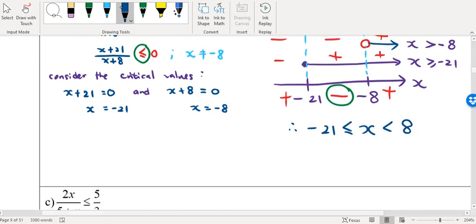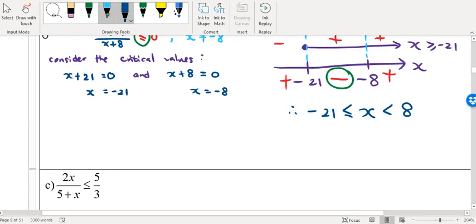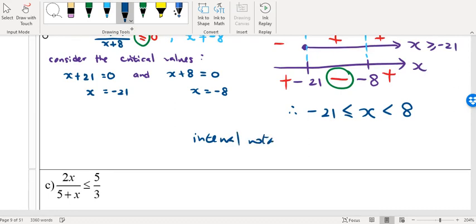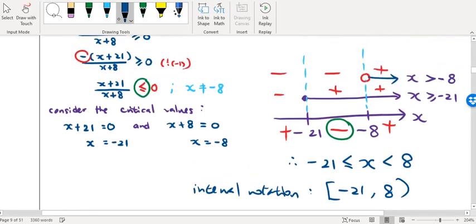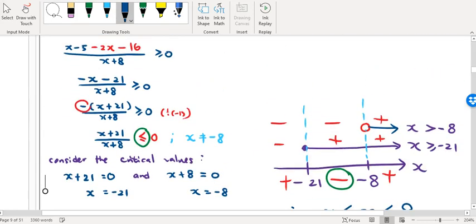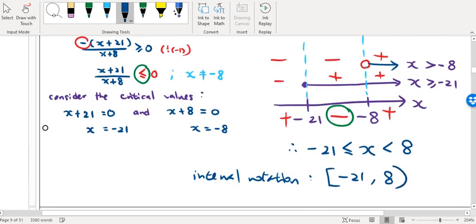And don't forget to have your conclusion. The conclusion wants you to have your interval notation, right? So get your notation. As I said, get your pairs. This is included, so it's a square bracket. This is excluded, so it's a curved bracket. Is that okay? So that's the answer.